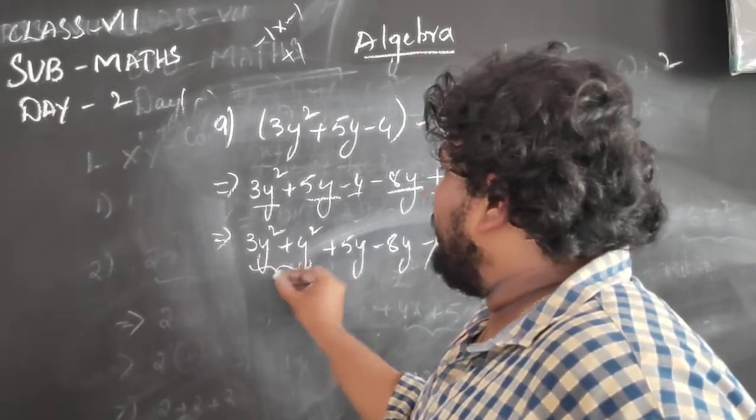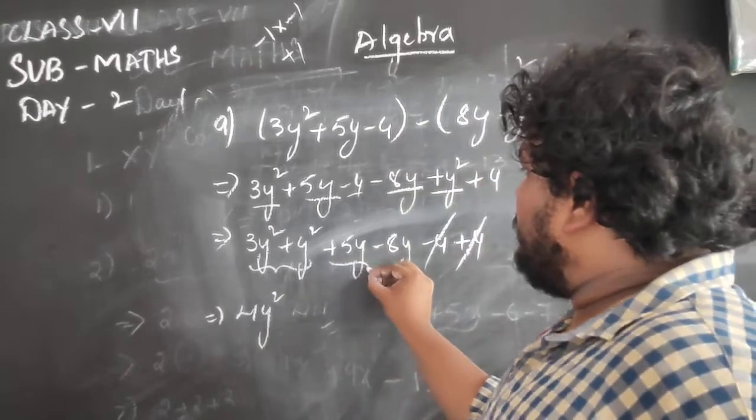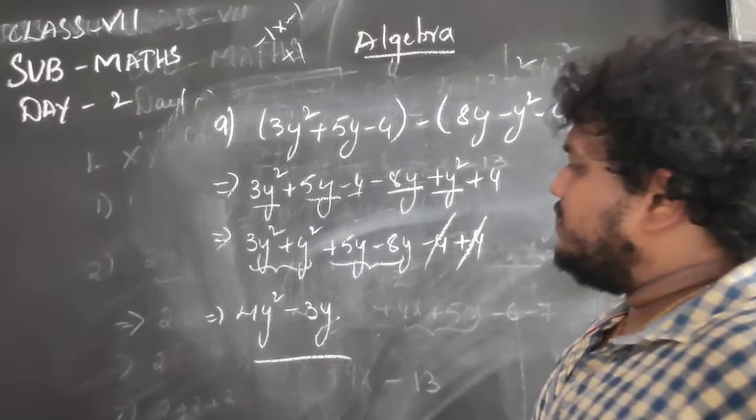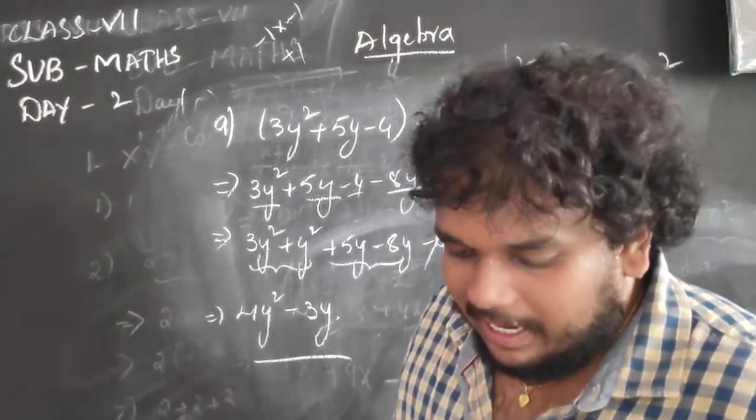Now you solve 3y square plus y square, that is 4y square. 5y minus 8y is nothing but minus 3y. So 4y square minus 3y is the correct answer. That is option 3 is your correct answer.